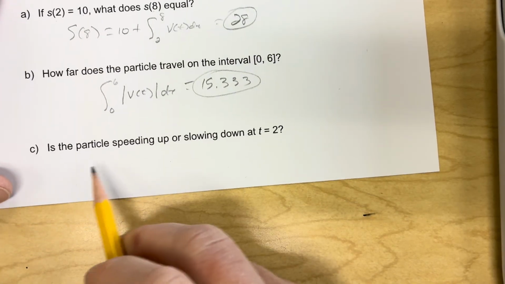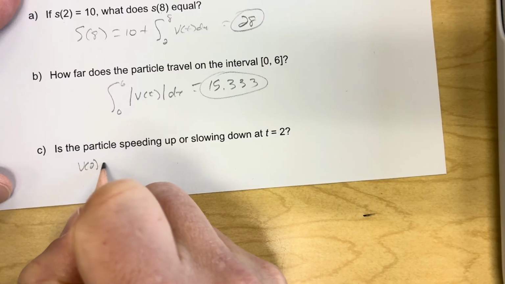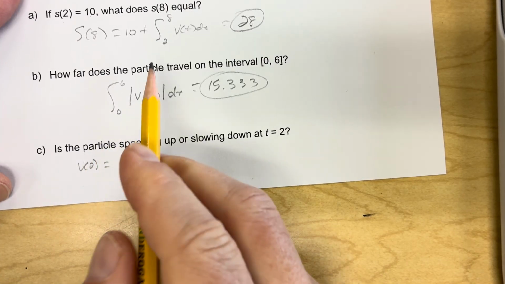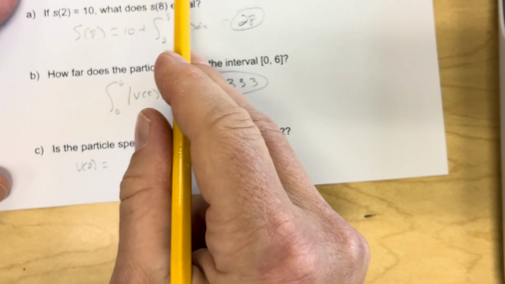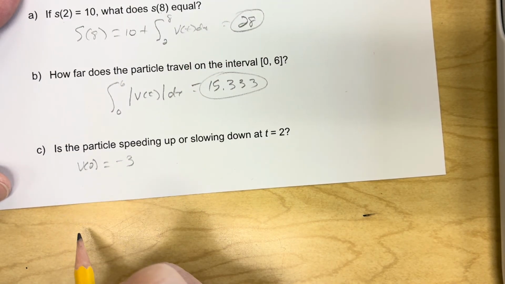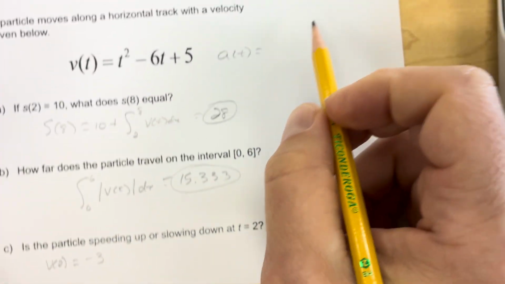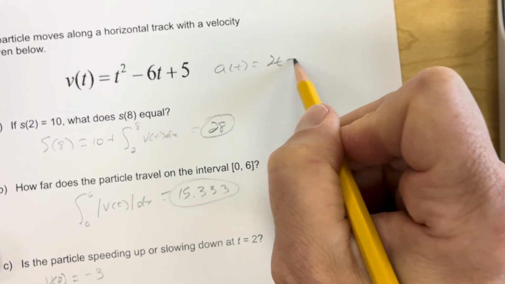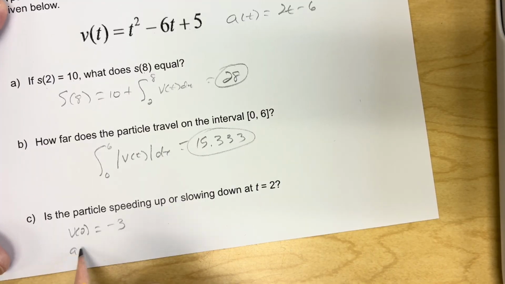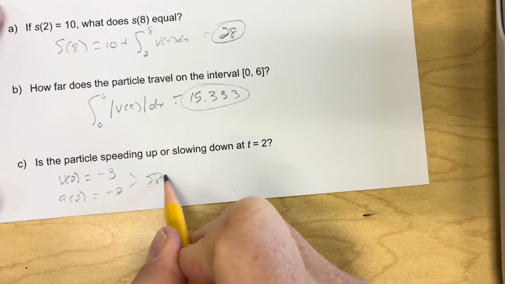Okay. Is the particle speeding up or slowing down at 2 seconds? Well, let's find the velocity at 2 seconds. So if we were to put 2 in, we get 4 minus 12. Negative 8 plus 5 is a negative 3. Okay, but that's not the story. We have to now take the acceleration, which is 2t minus 6, and put t into that. And if you do that, you get negative 2. All right, so signs agree, so therefore we're speeding up.